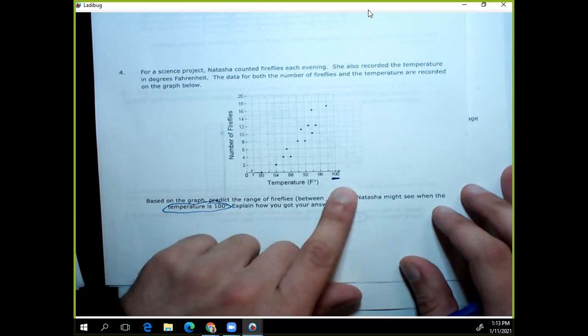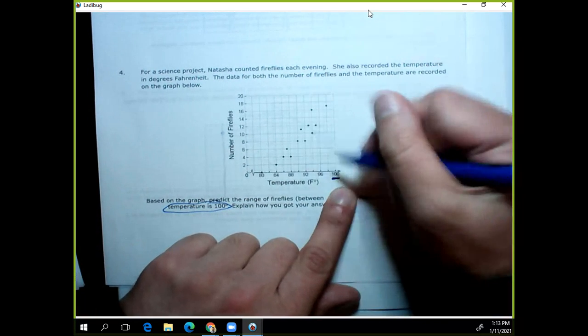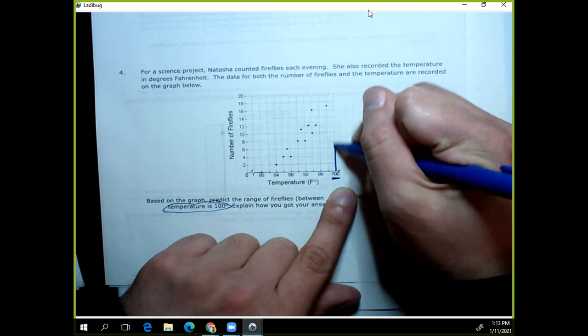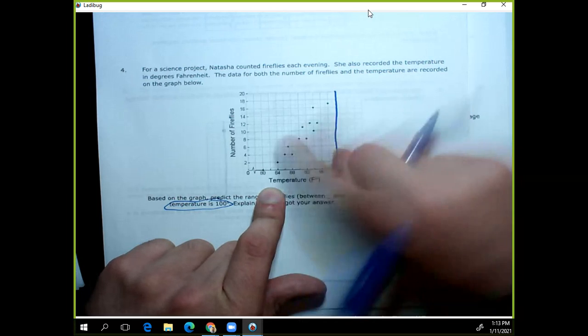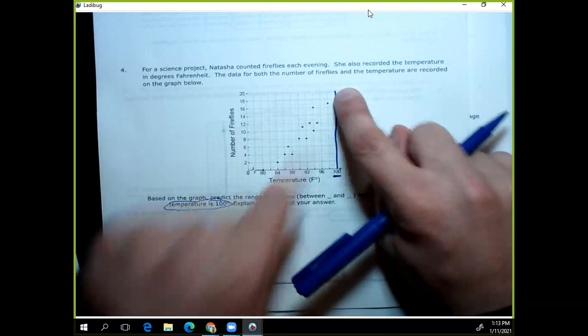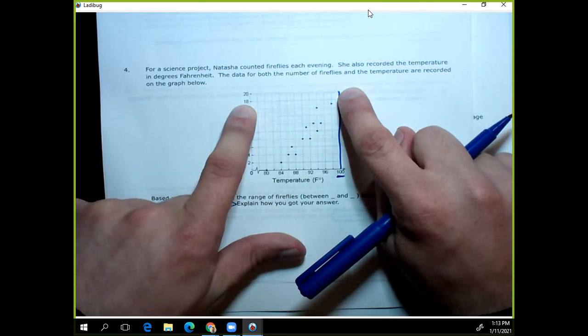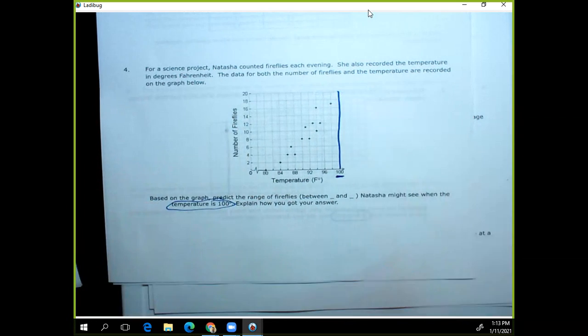All right, so here's 100. That means from 100 we're going to draw our line. And we want to know where this trend line right here is going to land, somewhere up here. So we want to know how much that is in fireflies, which is going to be somewhere up here. So let's go ahead and make our trend line.